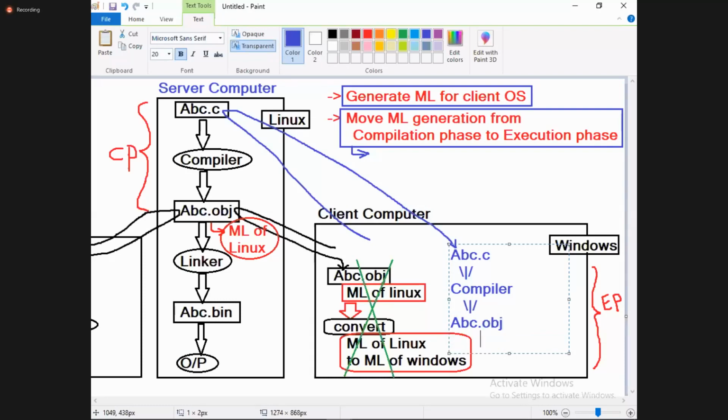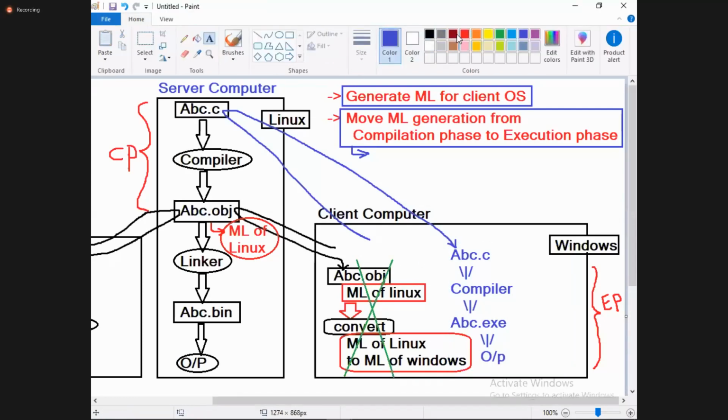From abc.obj we are giving it to the linker. I'm hiding all these things, the linker and all those things. Directly I'm writing abc.exe, and from abc.exe I'm going to get the output. I'm hiding the complete process, just making it sufficient for understanding.